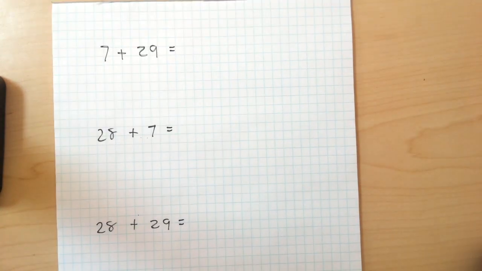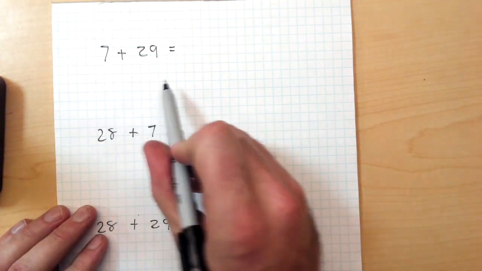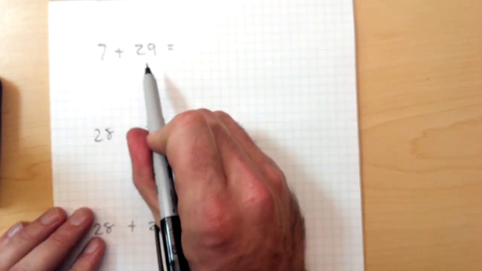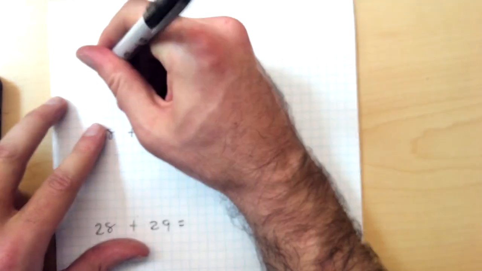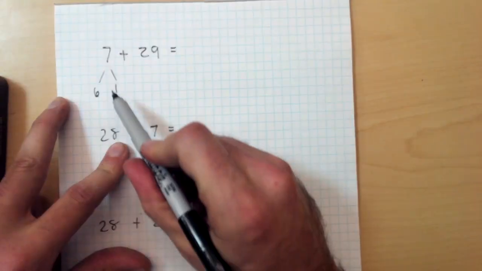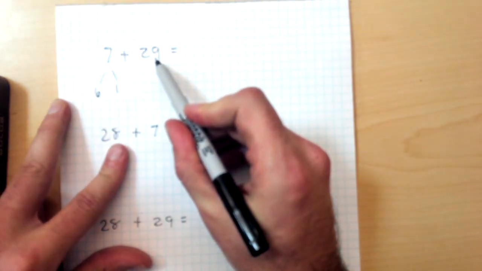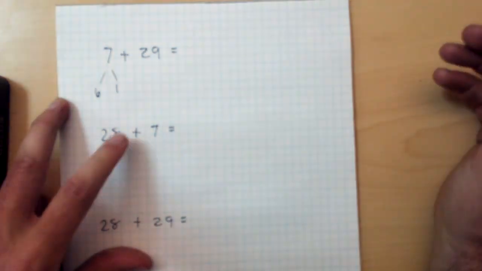Here's just a quick example of how you might extend it with some larger numbers, like how it's applicable to other numbers. It's kind of the same idea here. I noticed that 29 is really close to 30, right? I want to get it to 30 really quick. So I can still just break up that 7 into 6 and 1 and give that 1 over to the 29. So now 1 plus 29 is 30, right?